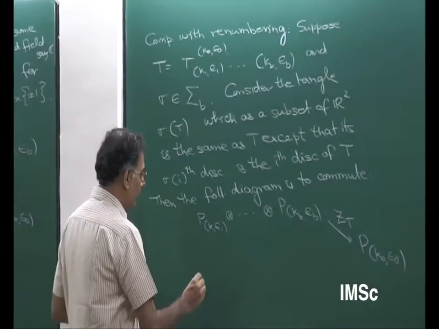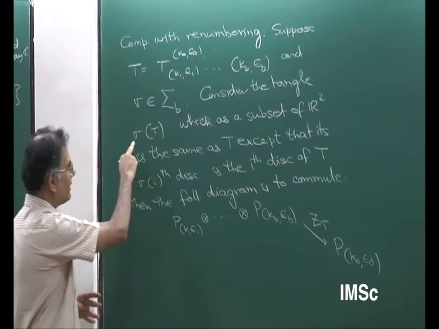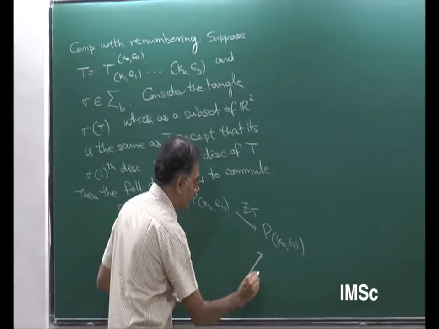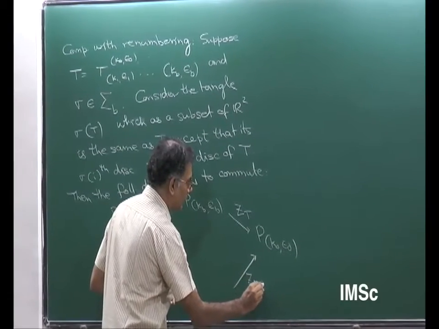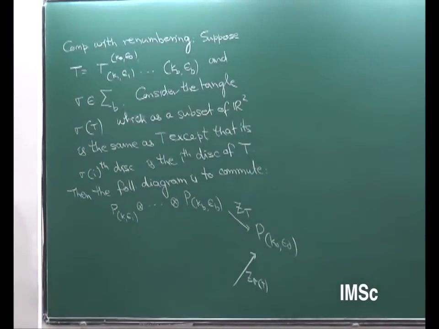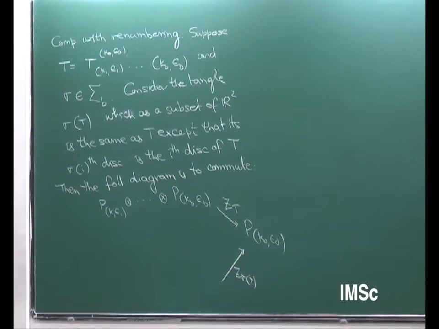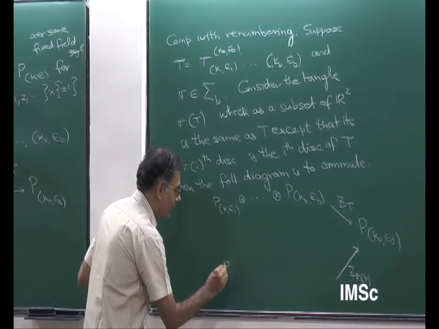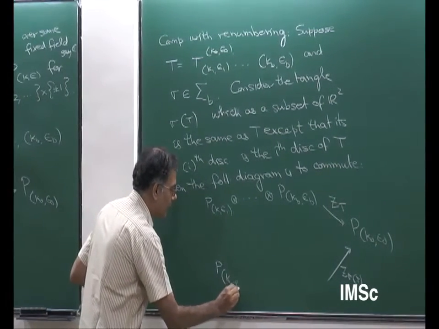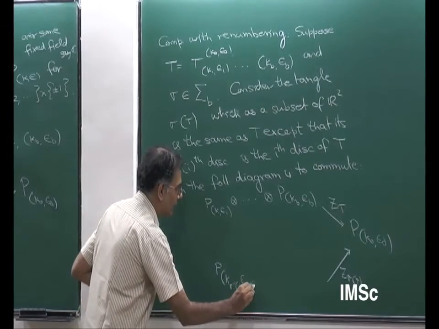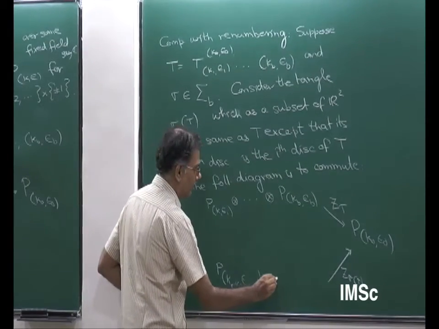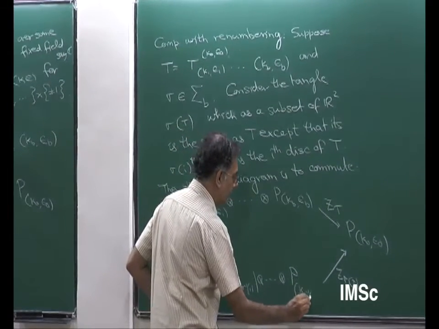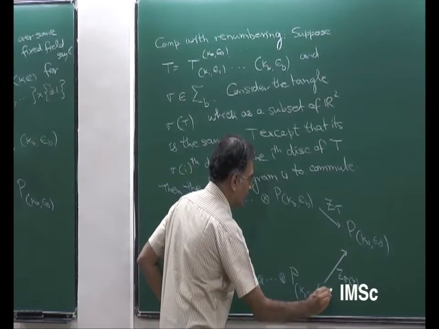And on the other hand, you have another map. So what is the first disk of sigma T? So I want to put in here the other tangle sigma T. So what is the first disk of sigma T? The first disk of sigma T is the sigma inverse 1st disk of T. So here you will have P_{k_{sigma^{-1}(1)},epsilon_{sigma^{-1}(1)}} tensor up through P_{k_{sigma^{-1}(b)},epsilon_{sigma^{-1}(b)}}.